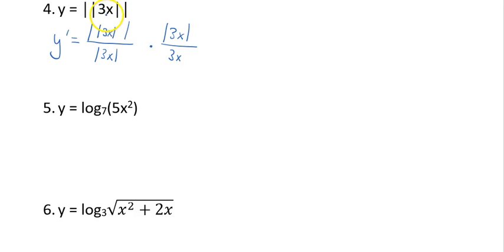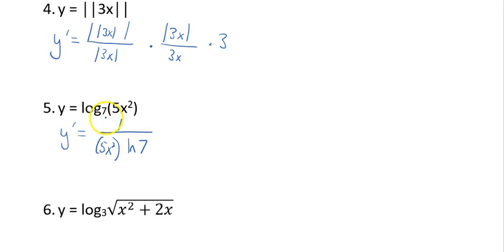And then finally, I work my way all the way to the inside, and the derivative of 3x is just 3. Okay, number 5 is our log rule, because our most outside thing is a log. So the derivative will be 1 over whatever your x is, and in this case that is 5x squared, times the natural log of the base. In this case our base is 7.